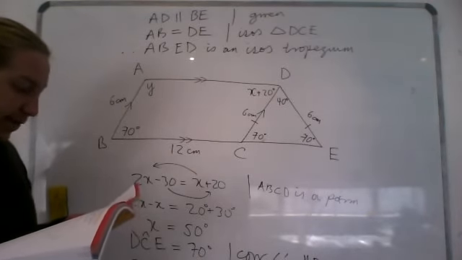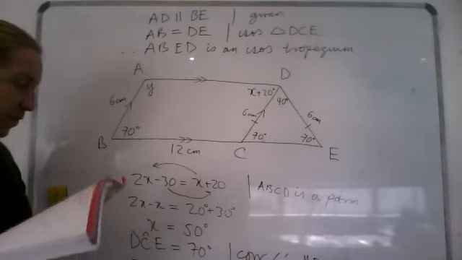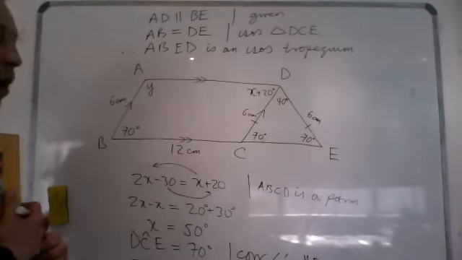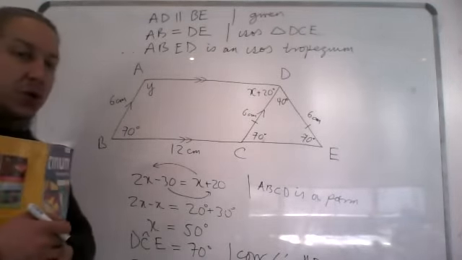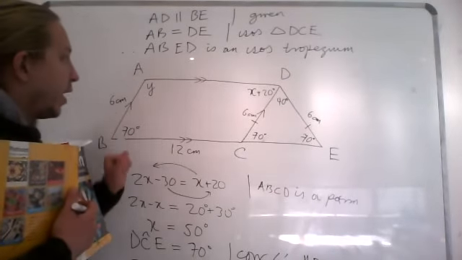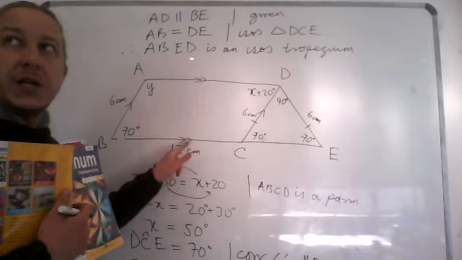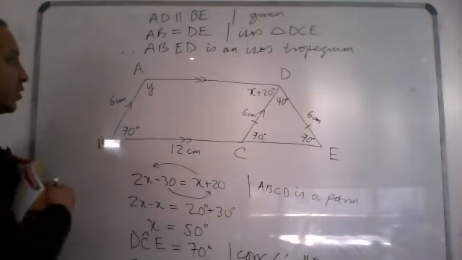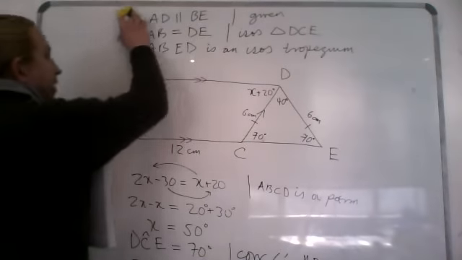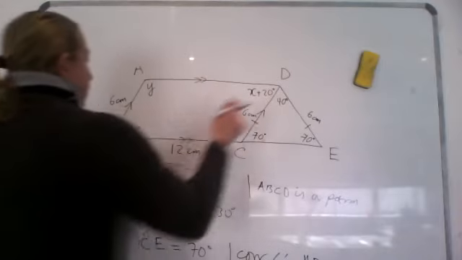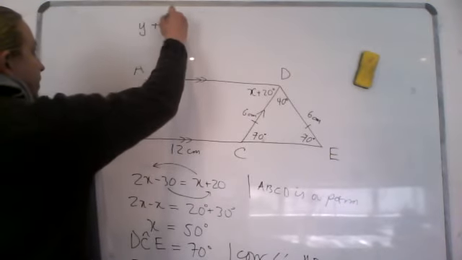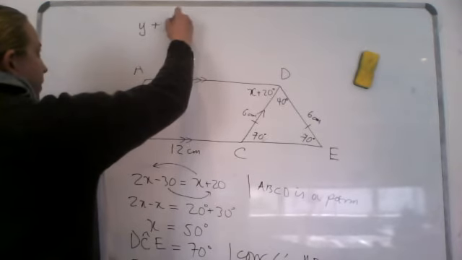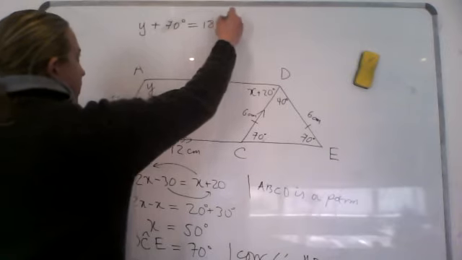Okay, number 3, calculate the value of X, Y, and Z. Okay, we already have Z, we already have X. We need to calculate the value of Y. Well, that is pretty easy to do because we know that these are parallel lines. So this is going to be a co-interior angle forming over there, right? Well, this plus this needs to equal 180 degrees. Okay, so Y plus 70 degrees equals 180 degrees.